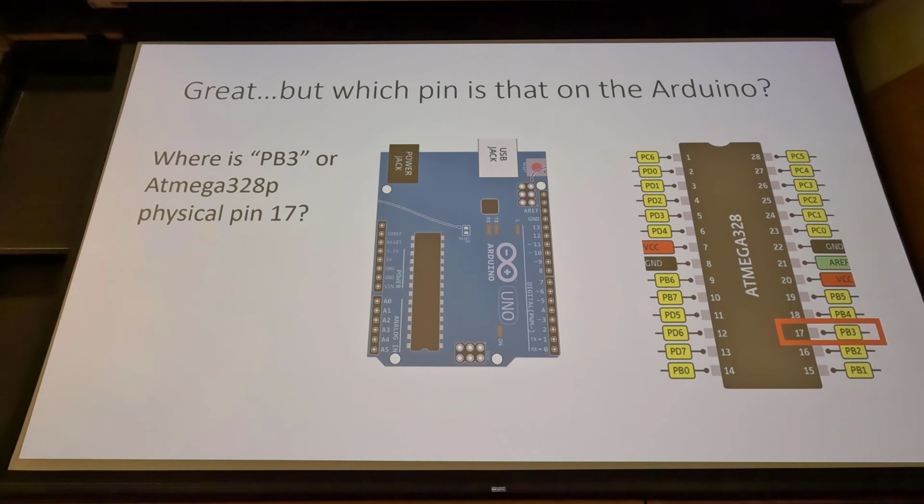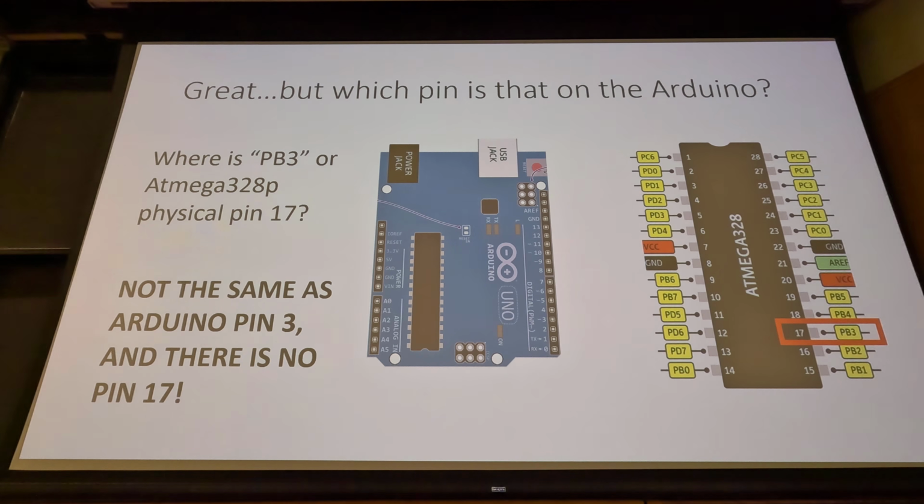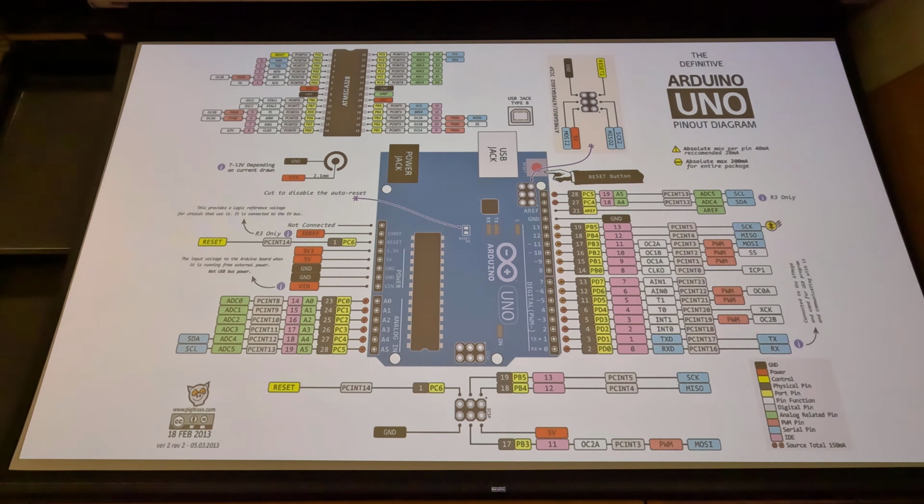Okay, and then again, somewhat confusingly, the pin numbers on the physical chip and the port bit numbers don't necessarily line up with the pin numbers on the Arduino. So where is PB3, which is this one, right? That's the physical pin 17 on the microcontroller. That's not the same as Arduino pin 3, and there is no Arduino pin 17. There's just no relationship between these pin numbers and the pin numbers 0 through 13 here. Again, background information, don't worry about that.